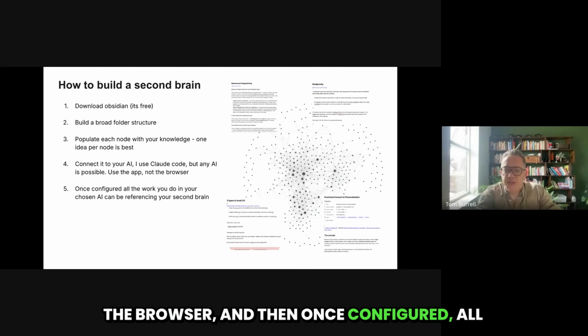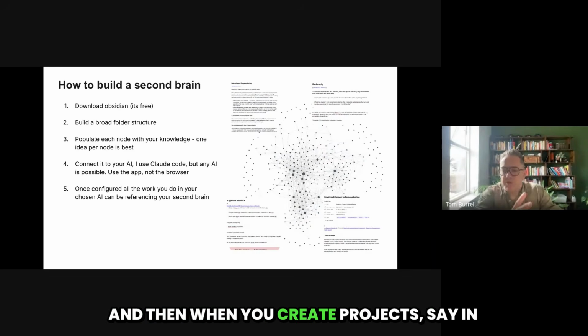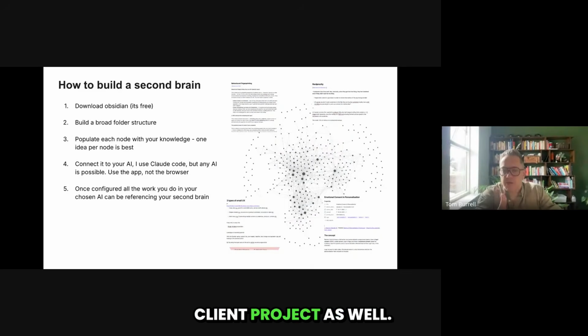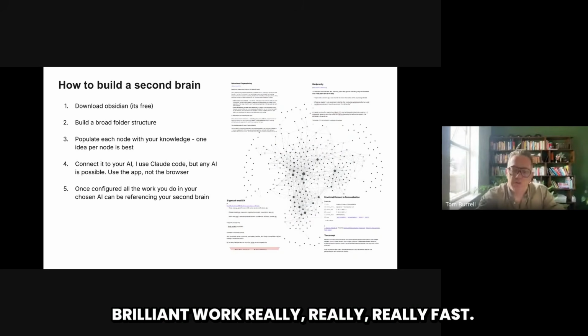And then once configured, all the work you do in your chosen AI can be referenced in your second brain. And then when you create projects, say you create projects for a specific client, it's referencing your second brain, so it also has all the context of the client project as well. And this is how you can create really brilliant work really, really fast.